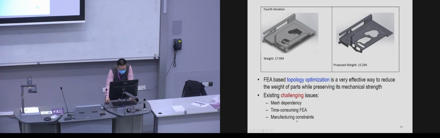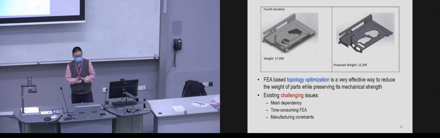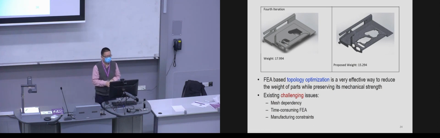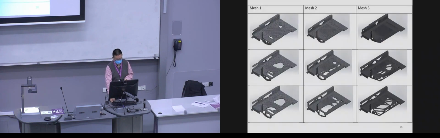And then the last thing is very, very important. It's about manufacturing constraints. How are we able to consider the manufacturing constraints while trying to optimize the design, which is very important? So here it shows that when you use the same part with a different mesh, the same routine eventually gives you a totally different result. So this is still a challenge that needs to be solved nowadays.